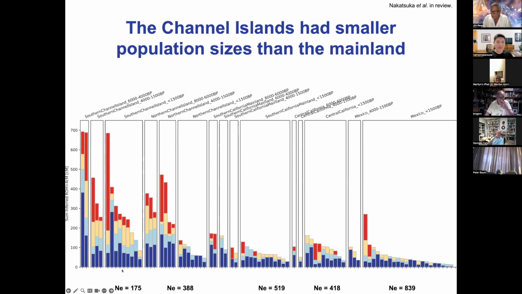And when we calculate the effective population sizes using maximum likelihood estimates, here are some of the estimates based on the younger individuals in each region. I'm only taking individuals who are less than 1,500 years old in each of the areas. And you can see that the Southern Channel Islands have the smallest populations, then the Northern Channel Islands, then the mainland, and then Southern California and Central California, and Mexico has the largest population.